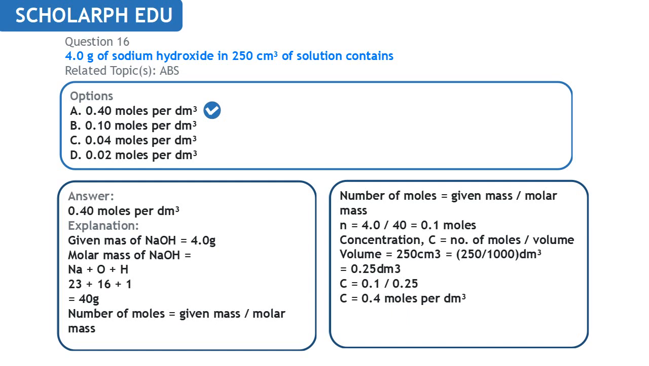We will then use the formula for concentration. The concentration is equal to the number of moles divided by the volume. However, if you look at the unit here, it is in moles per dm cube, but the volume they give us in the question is in cm cube, so we will convert that to dm cube. To convert from cm cube to dm cube, we divide by 1000. So you have 250 divided by 1000, and that is 0.25 dm cube. We can now use the formula: the concentration is equal to the number of moles of the sodium hydroxide, which is 0.1, divided by the volume, which is 0.25. So you have 0.1 divided by 0.25, and this will be 0.4 moles per dm3.